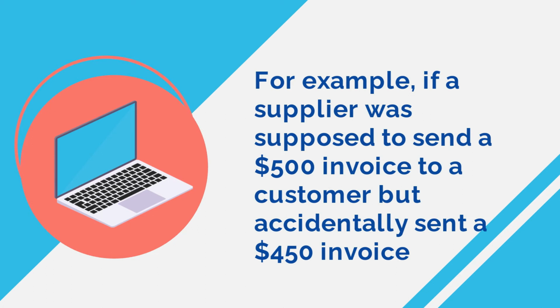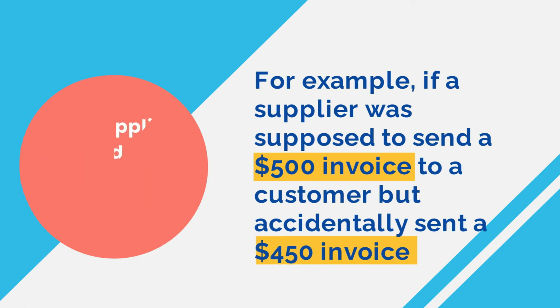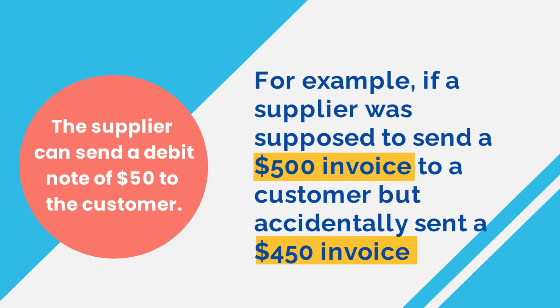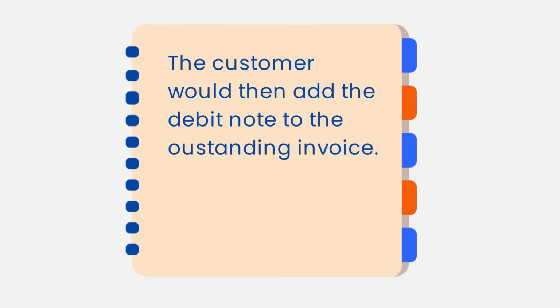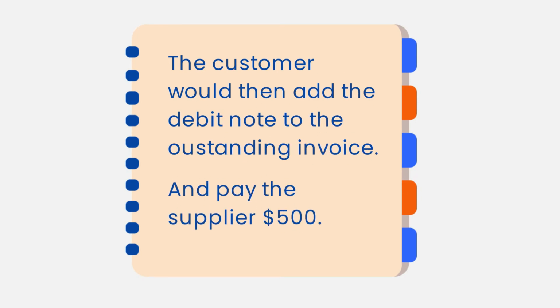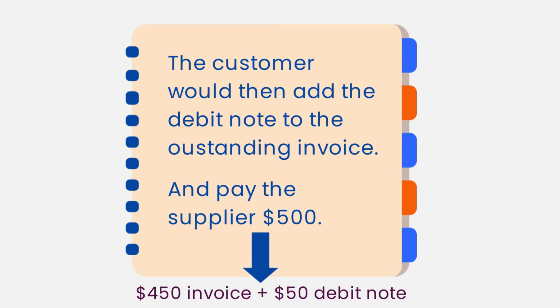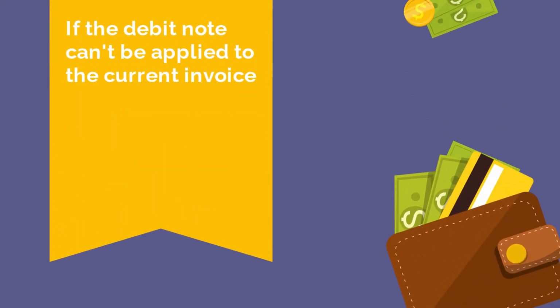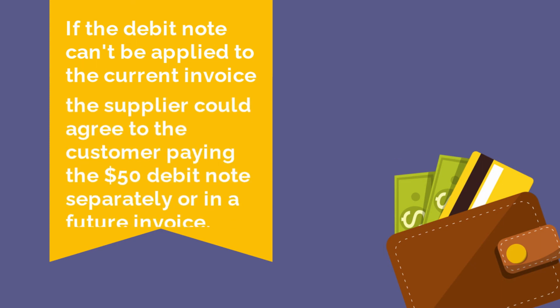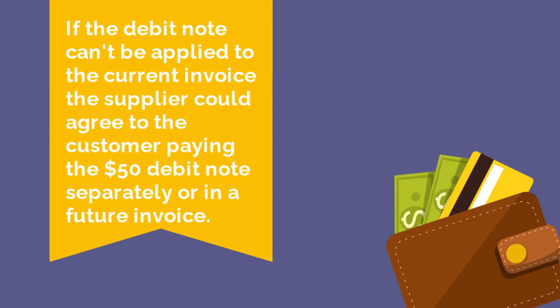For example, if a supplier was supposed to send an invoice of $500 to a customer, but they accidentally sent an invoice for only $450, the supplier could then create a debit note of $50 and send it to the customer. The customer would then add the debit note to the outstanding invoice and pay the supplier $500, which is made up of the $450 invoice plus the $50 debit note. It's worth noting that if the debit note could not be applied to the invoice for the current sale for some reason, the supplier could agree that the customer can pay for the $50 debit note separately or add it to a future invoice.